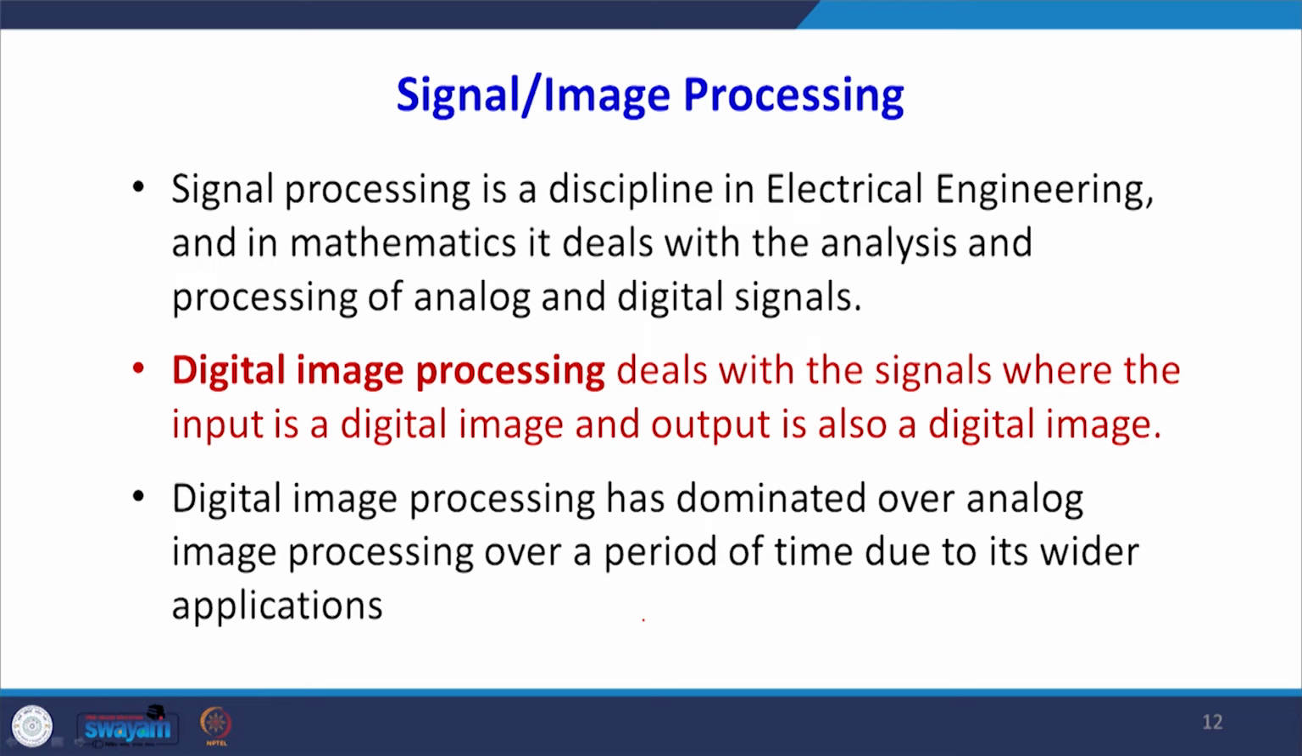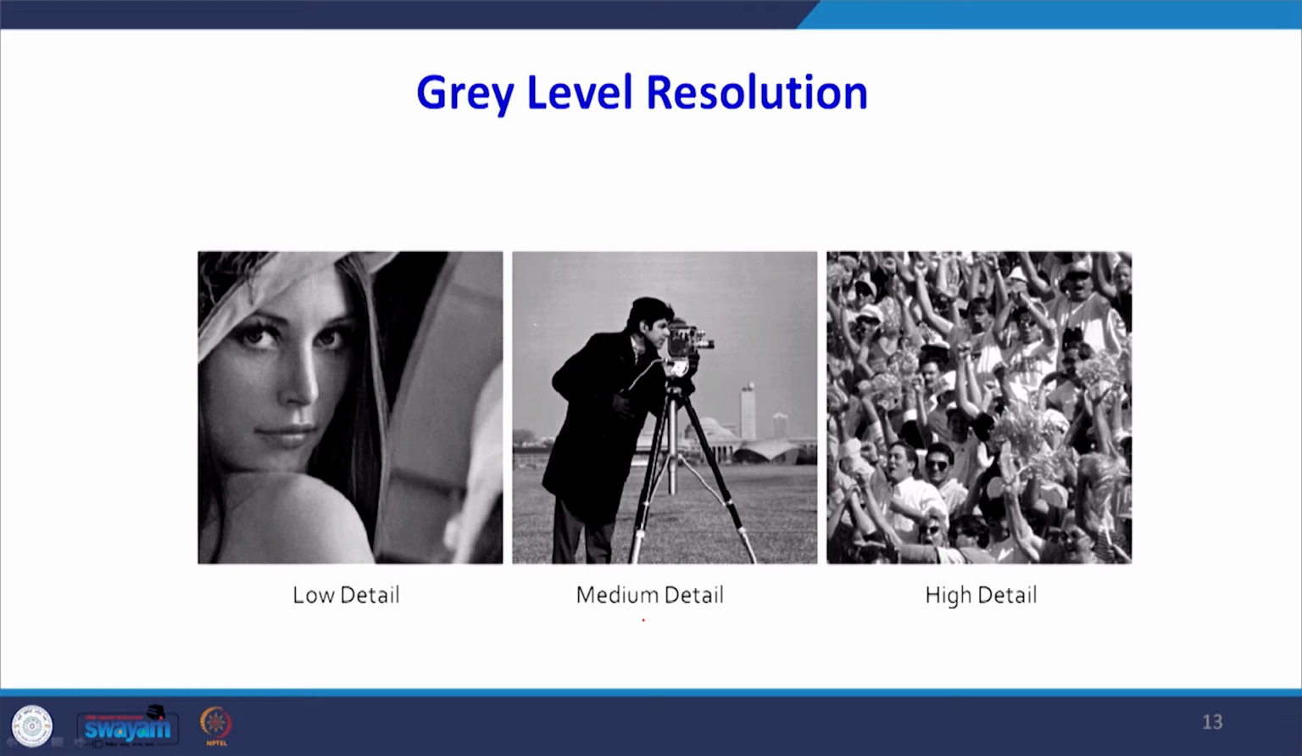So, there are various steps which are involved in digital image processing, and there are a very large number of applications of digital image processing. Over a period of time we see that digital image processing has overtaken signal processing, or it has become more popular, in other words, as compared to signal processing, because of this wider acceptability and wider applications in the different domain areas.